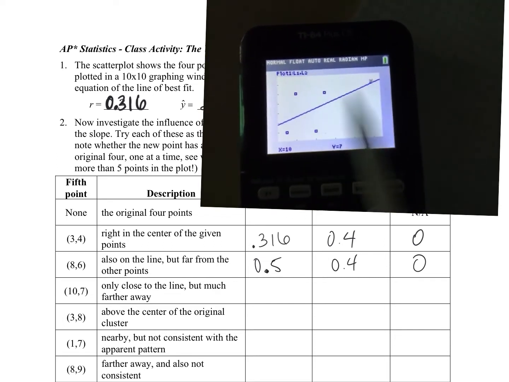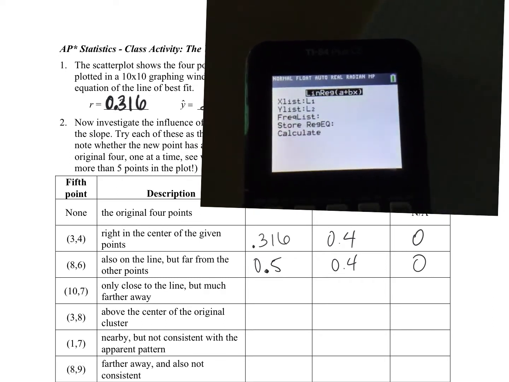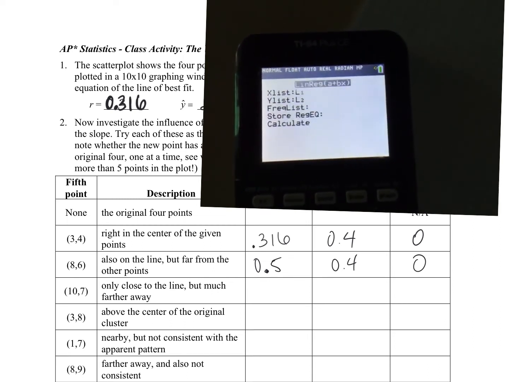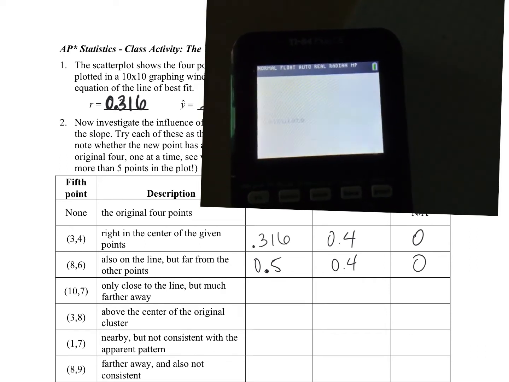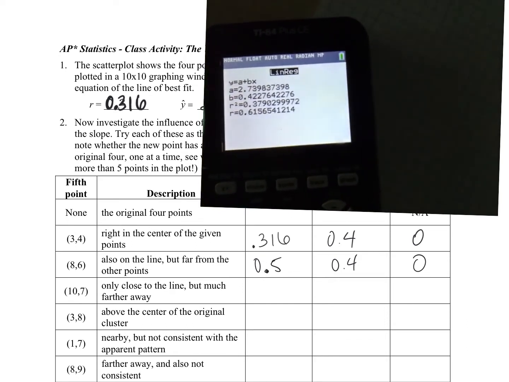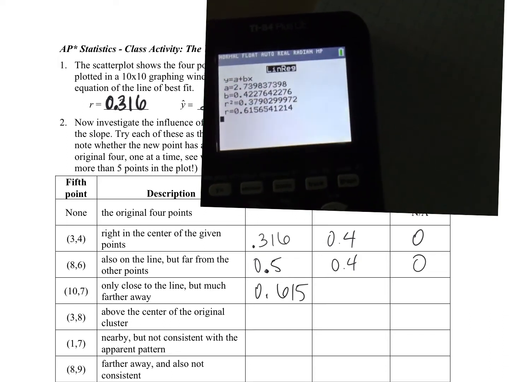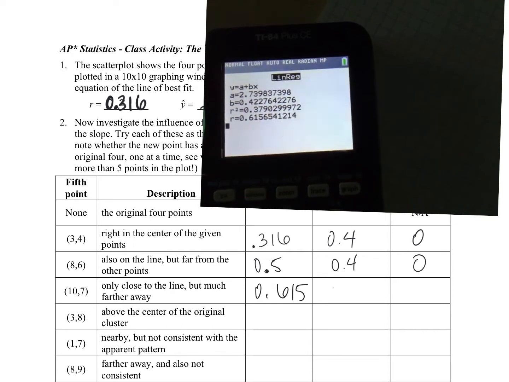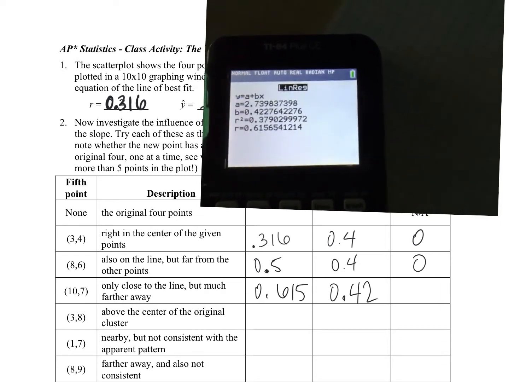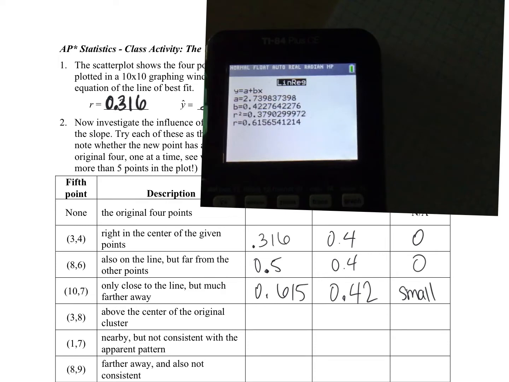How did it change the line? Go back into your lin reg. Stat calc 8. So what did it change? My correlation is stronger, 0.6 now, 0.615. And my slope and y-intercept changed. My slope changed to 0.42. So my slope went up towards that point, and that was still small.